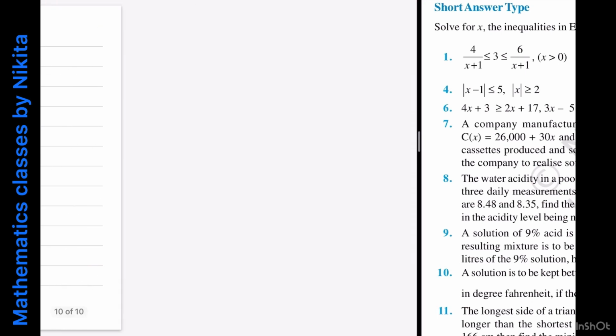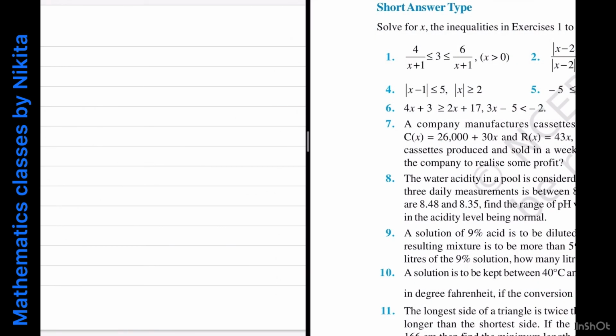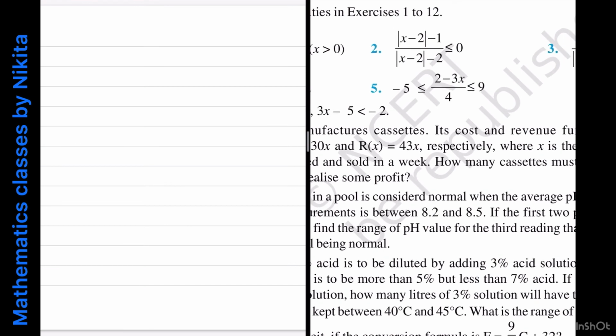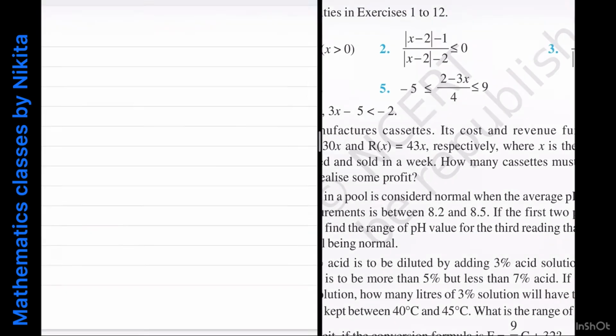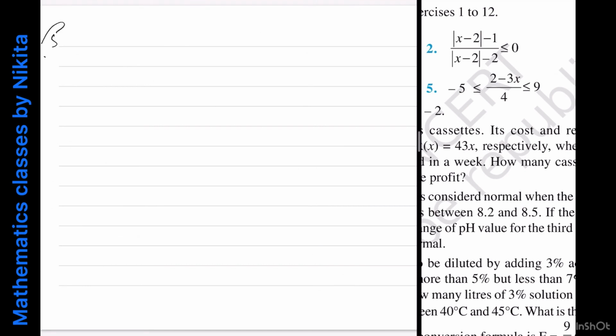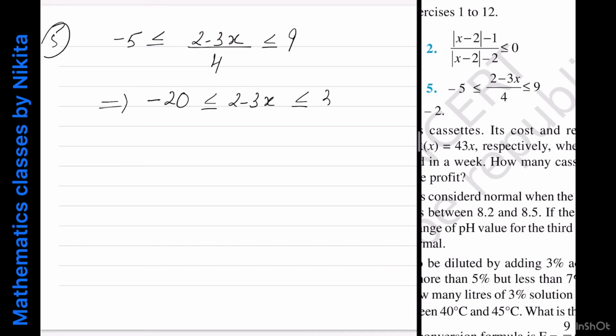Now let's see the next question. Question number 5. Question number 5 says you have to solve for x satisfying this. Minus 5 is less than or equal to 2 minus 3x divided by 4, less than or equal to 9. Very easy one. So first of all, since 4 is positive, I will multiply by 4. So what will I get? I will get minus 20 less than or equal to 2 minus 3x is less than or equal to 36.